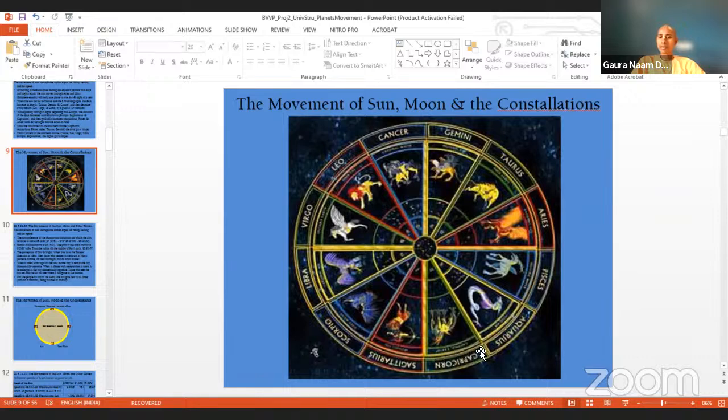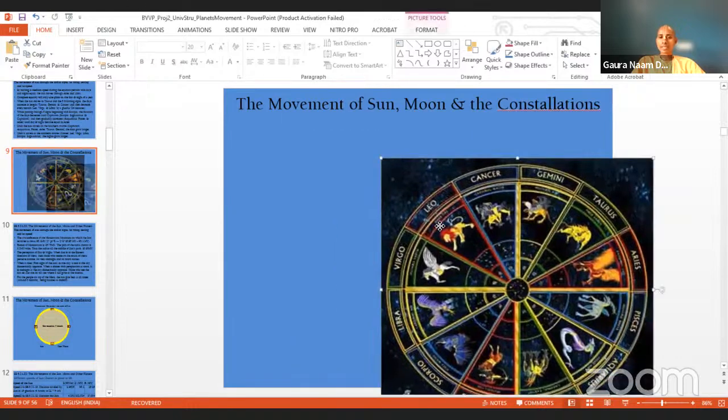The sun slowly, after 30 days, is moving here and entering into this Rashi. So daily both are moving, but after 1 month, slowly the sun moves backward. Means the sun is entering into this Rashi. That's how the sun is entering into different Rashis.